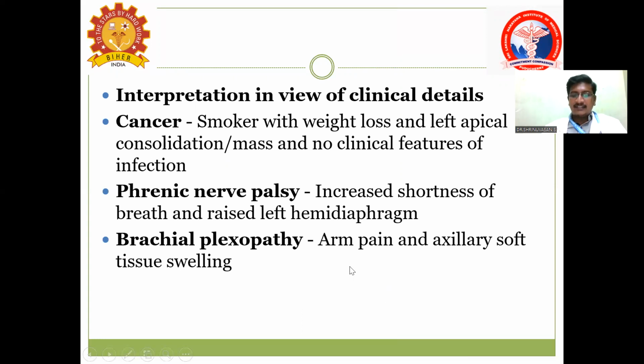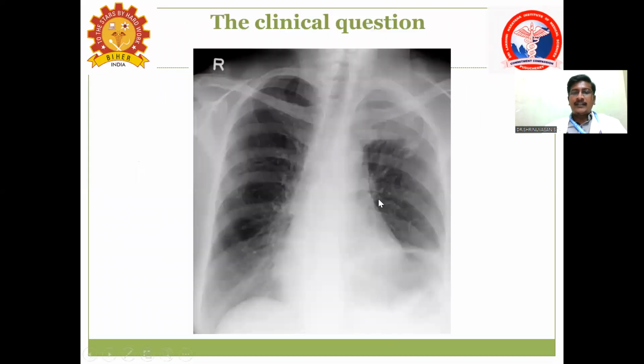So if you see the X-ray again, retrospectively, you can see drooping of the shoulder, increased extrathoracic space, destruction of the first rib, see the first rib destroyed, and there is elevation of the left hemidiaphragm. That is due to phrenic nerve palsy.